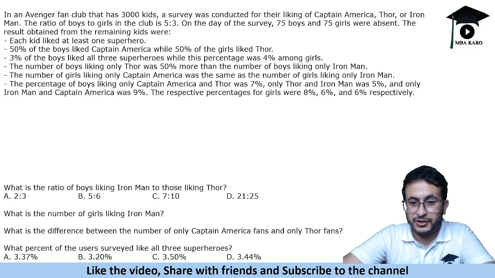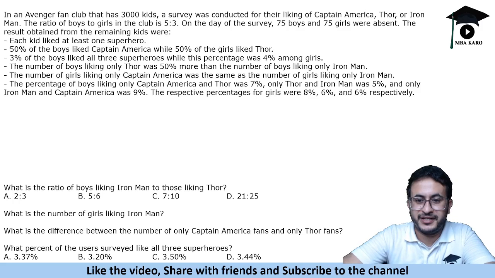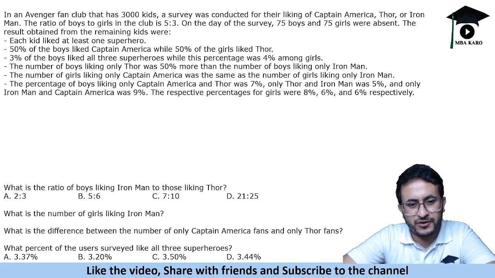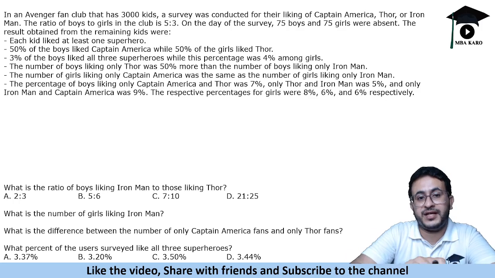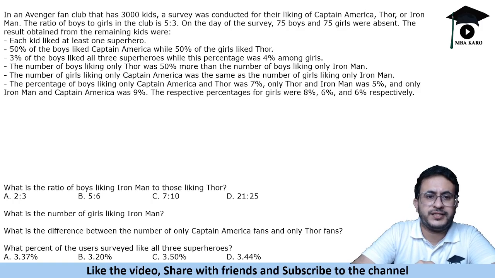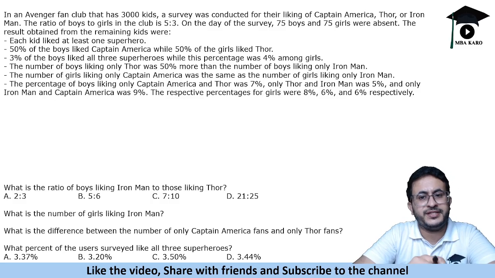Alright, so let's look at the next question. If you are an Avenger fan, then obviously you would love solving this question. It says that in an Avenger fan club there are 3000 kids. A survey was conducted for their liking of Captain America, Thor or Iron Man. The ratio of boys to girls in the club is 5:3. On the day of the survey, 75 boys and 75 girls were absent. The result obtained from the remaining kids were, right?